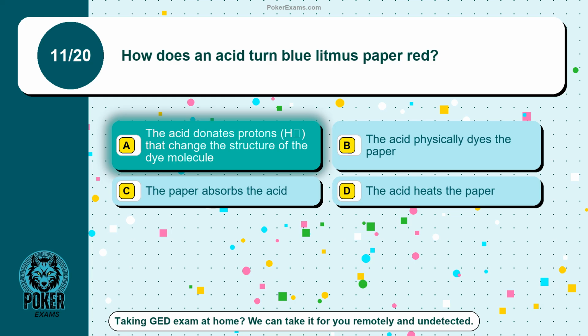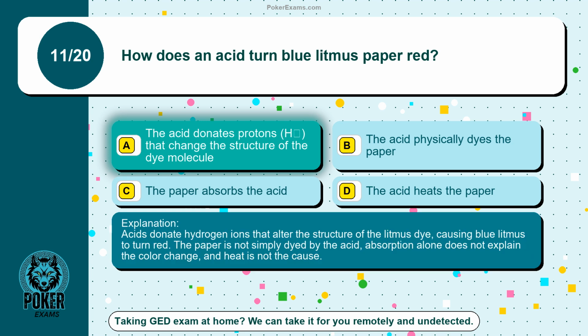The correct answer is option A. The acid donates protons, H+, that change the structure of the dye molecule. Acids donate hydrogen ions that alter the structure of the litmus dye, causing blue litmus to turn red. The paper is not simply dyed by the acid, absorption alone does not explain the color change, and heat is not the cause.